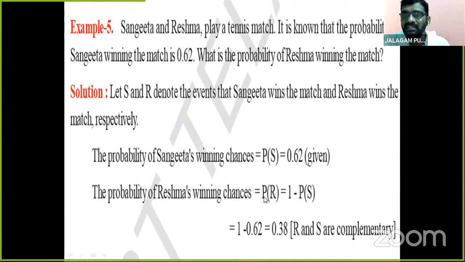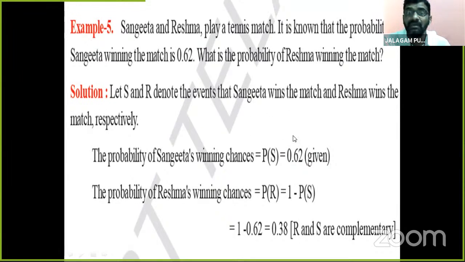P of R, the probability of Reshma winning, is equal to 1 minus the probability of Sangeeta winning. So it is 1 minus 0.62, which is 0.38. The probability of Reshma winning the match is 0.38. Totally, 0.62 plus 0.38 is equal to 1. That is why we use complementary events.